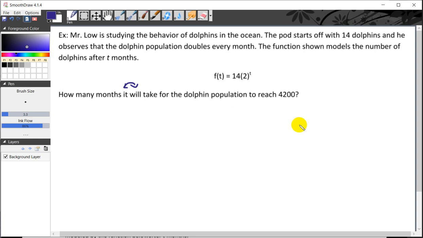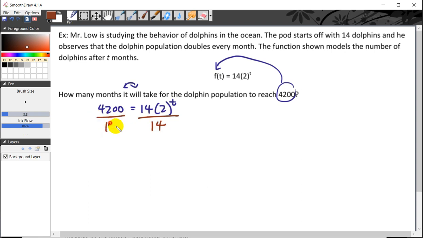Well, we know this is in the context of an exponential function. We start off with 14 dolphins. Eventually, we need 4,200 dolphins. So 4,200 equals 14 times 2 raised to the power of t. Now our goal is to get rid of the 14 on the outside there. So we can divide by 14.